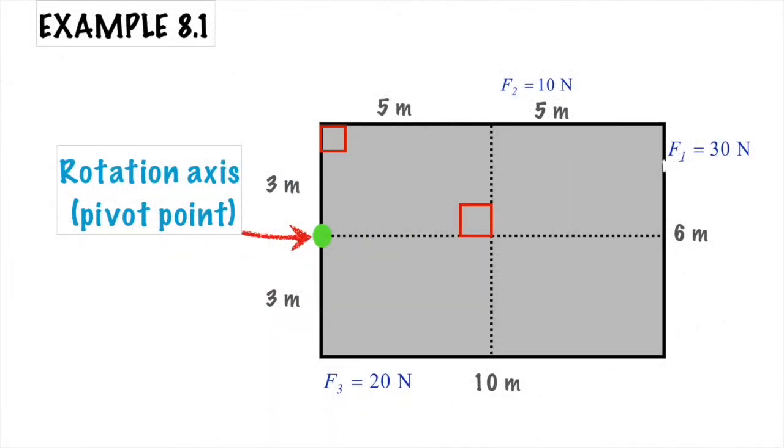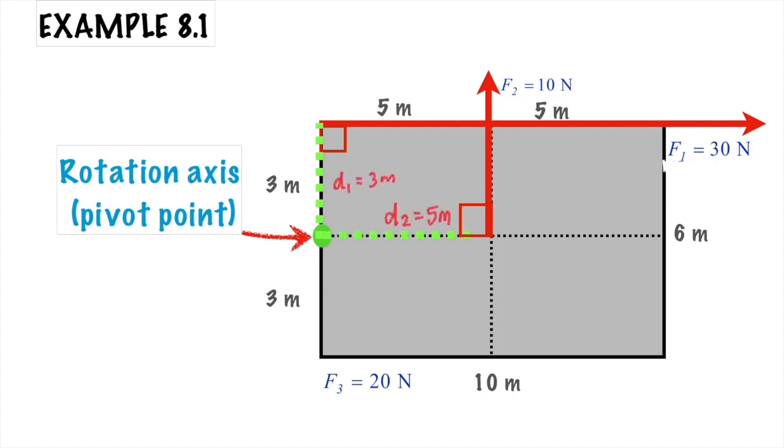We can start by drawing the line of action by extending F1. Then we will get D1. Same goes to F2. Extend F2 for the line of action. Then we will get D2. D1 from the axis of rotation is 3 meter. D2 is 5 meter. For F3, D is parallel to F3.